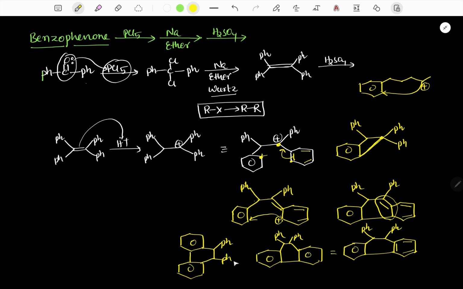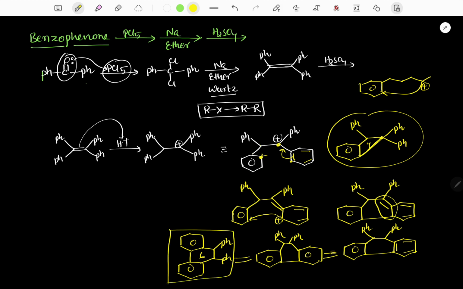So these two structures are same, these two are same. Here 4-member ring formation and here 6-member ring formation, it is our best product. So it is our final compound, it is a major product.